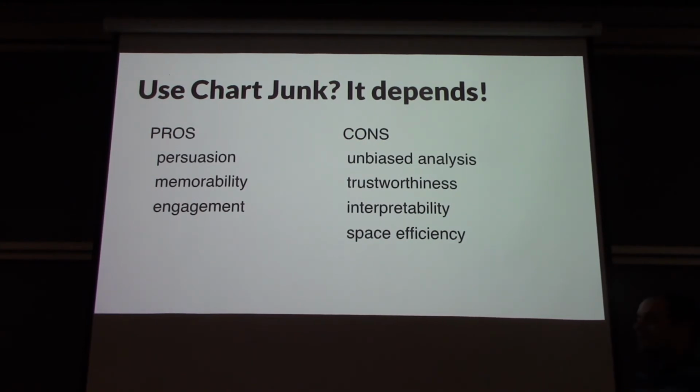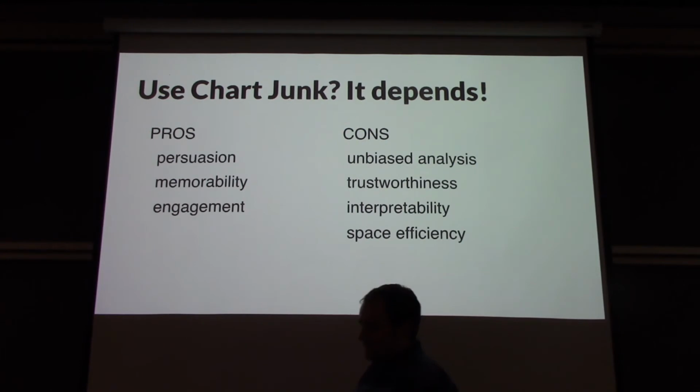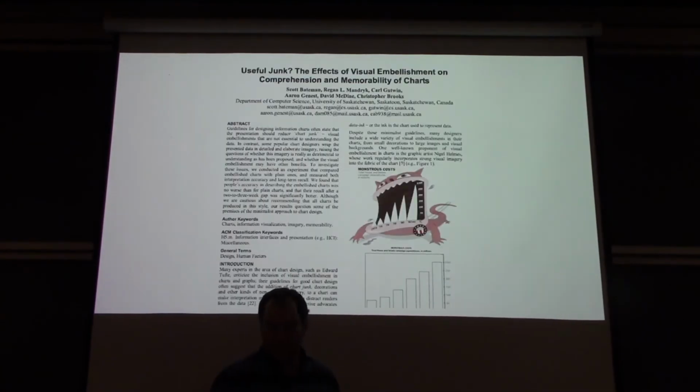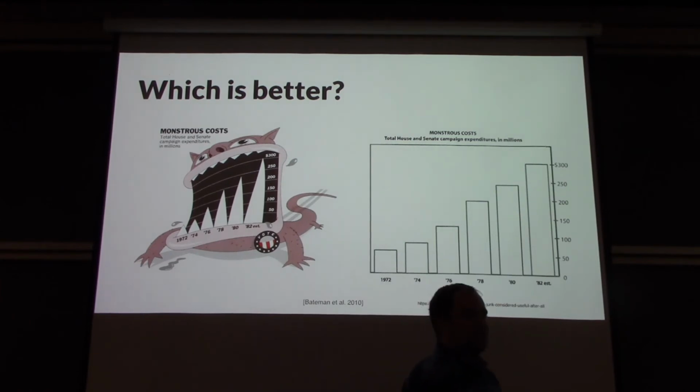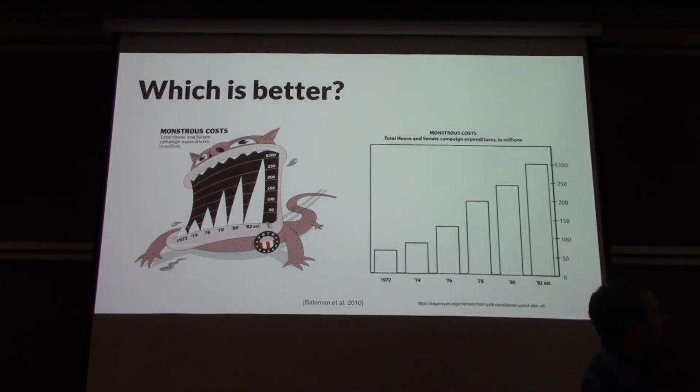You can actually make a point, right? This chart with the monster here, that's not an unbiased representation of the data. It has an agenda. It wants to say, well, this is a problem.